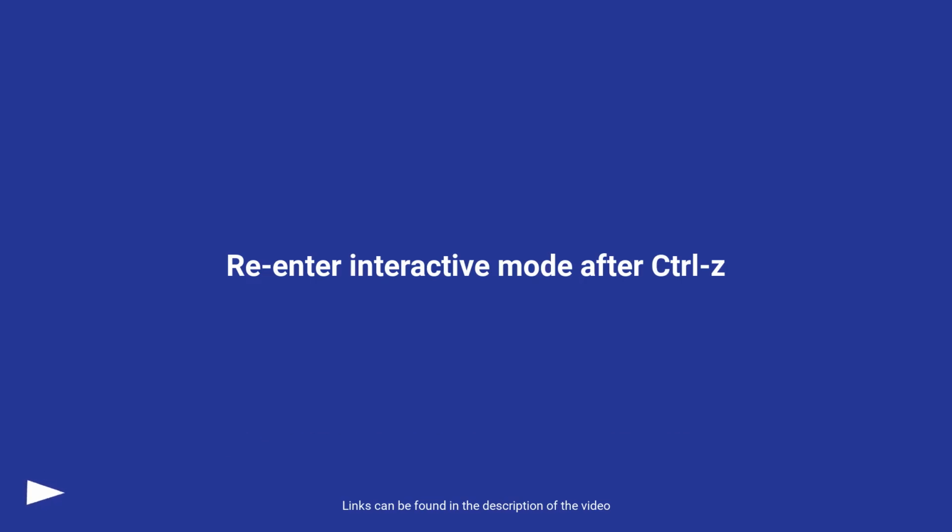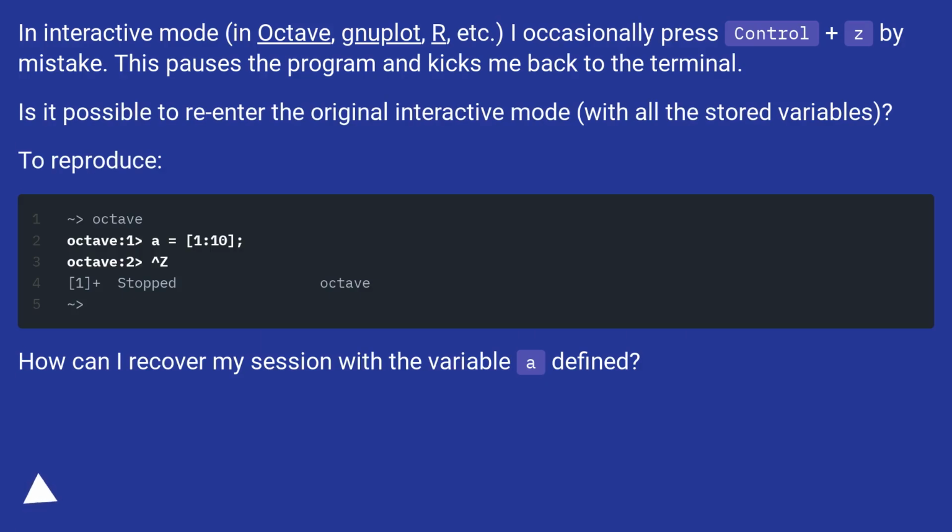Re-enter interactive mode after Ctrl-Z. In interactive mode, in Octave, new plot, R, etc., I occasionally press Ctrl+Z by mistake. This pauses the program and kicks me back to the terminal. Is it possible to re-enter the original interactive mode with all the stored variables?